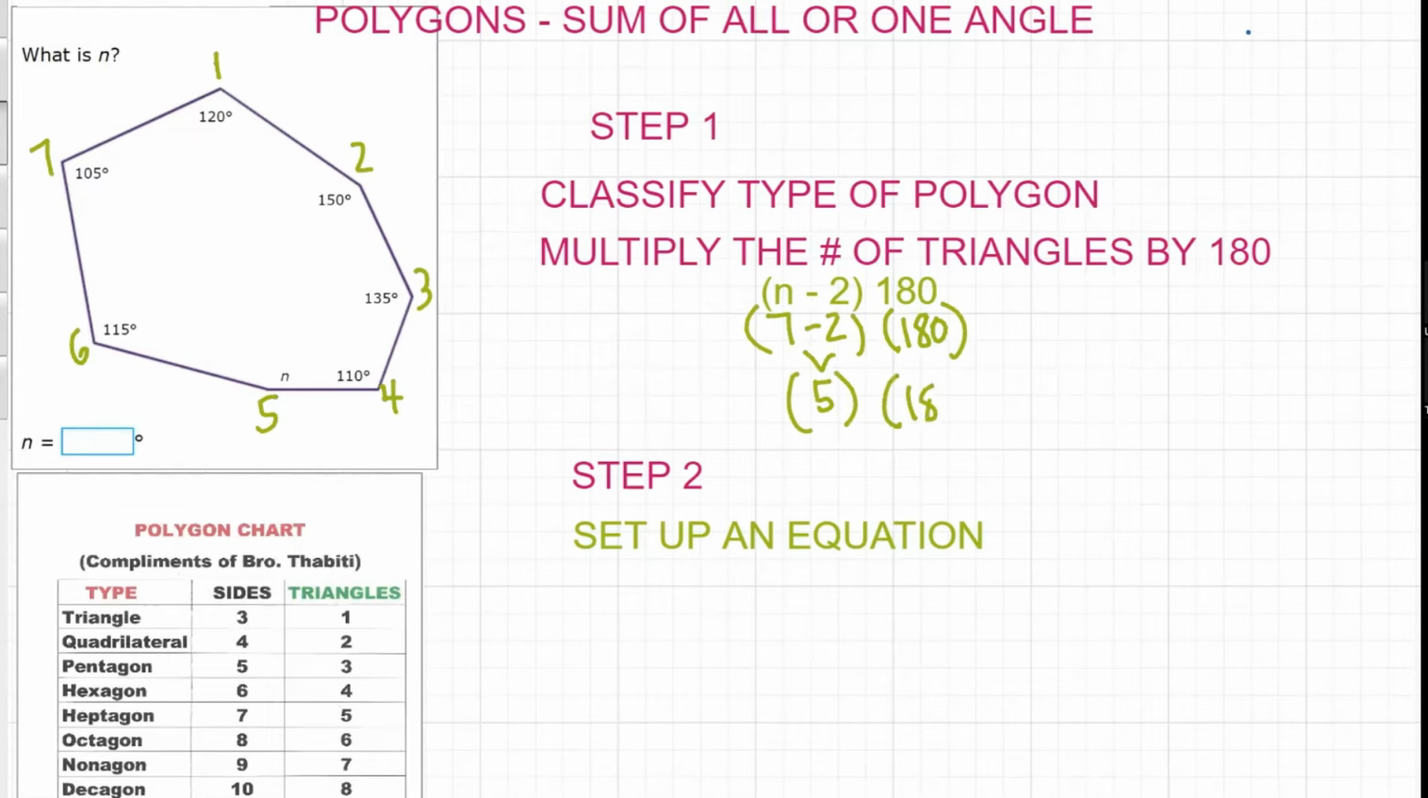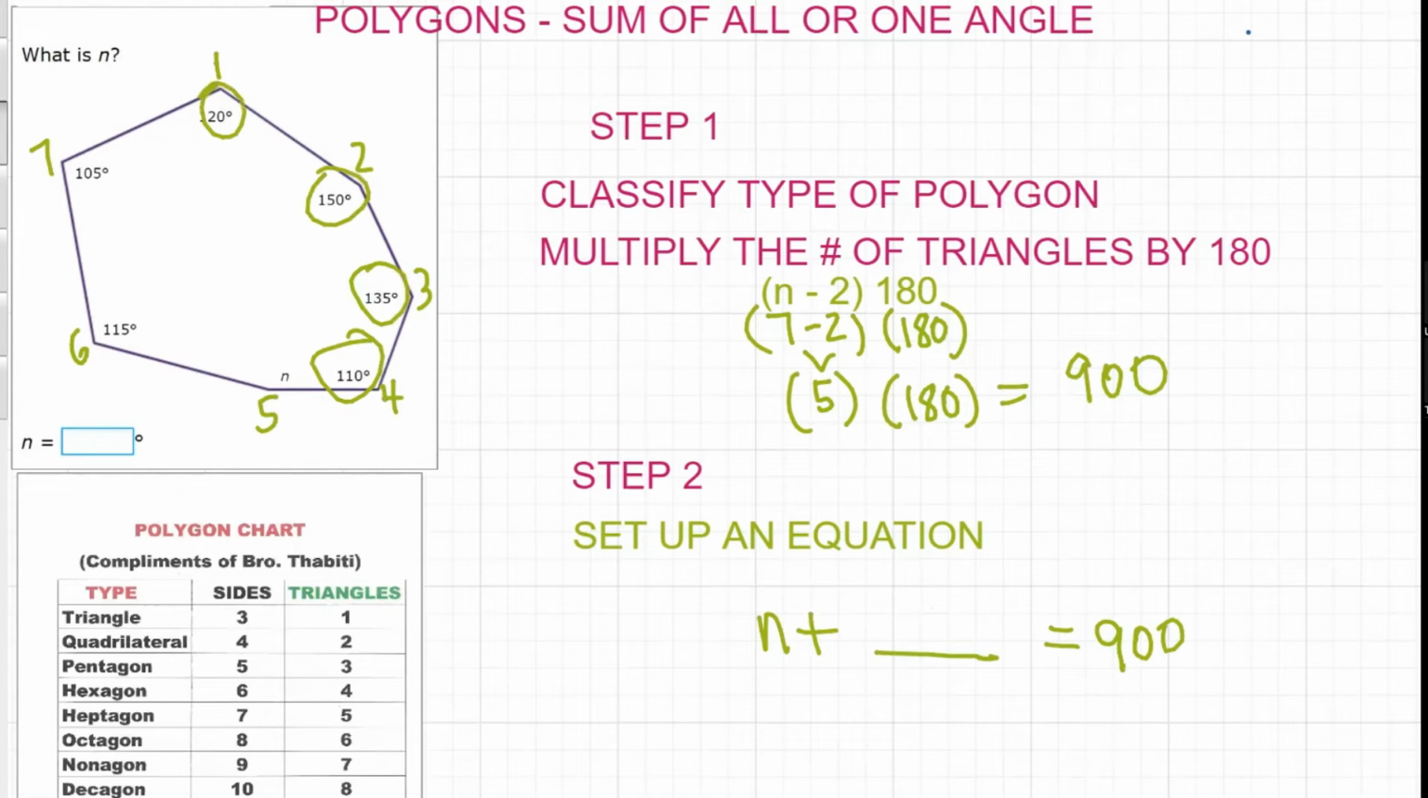And 5 times 180, if you do your math correctly, is 900. Okay, so when we set up the equation, we're going to put the 900 right here, put the equal sign here. We're going to add up everything and put it there. And then, since we're trying to figure out what n is, we're going to say n plus whatever the total of all of these numbers right here is. When you add all those up correctly, just for the sake of time, you should get 735. Okay.